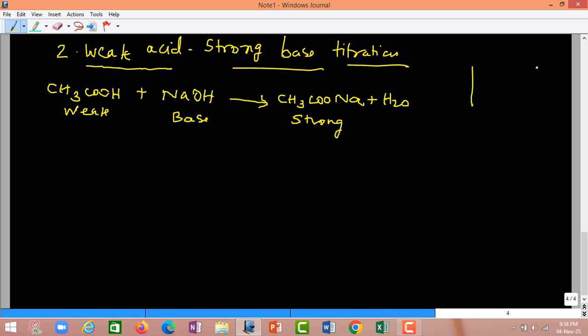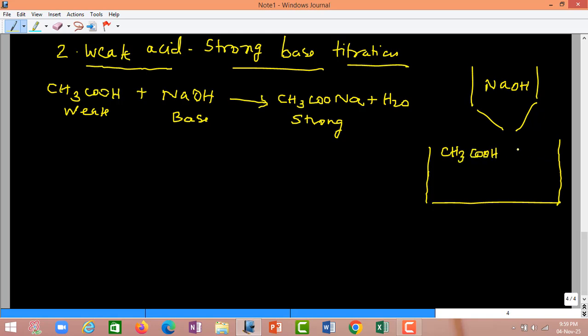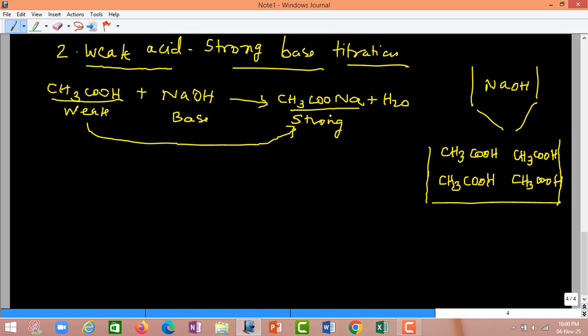Now if we take an illustration, the burette is filled with sodium hydroxide, the base, by convention. In the beaker we take acetic acid, which is a weak acid. For illustration we take just 4 molecules of acetic acid. When you add sodium hydroxide into the acetic acid, sodium hydroxide reacts with acetic acid to form sodium acetate. The weak acetic acid is converted into strong sodium acetate.